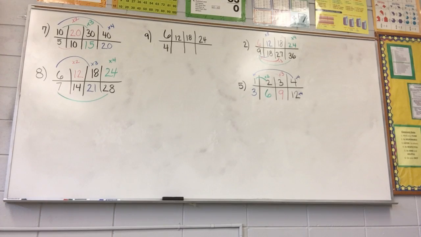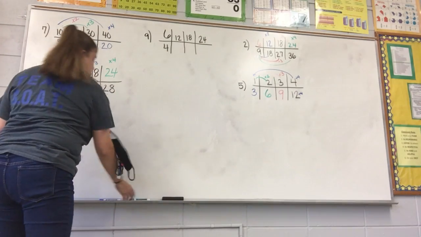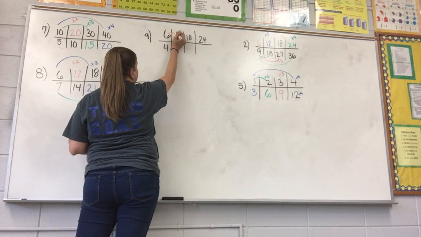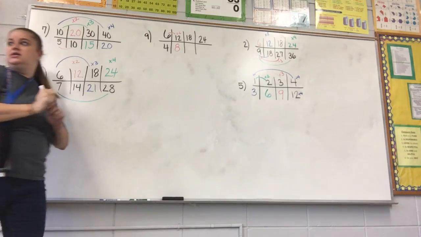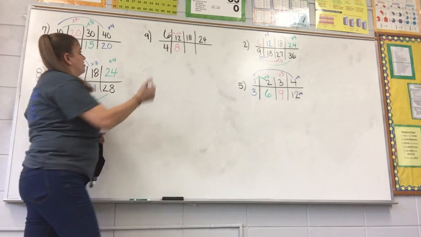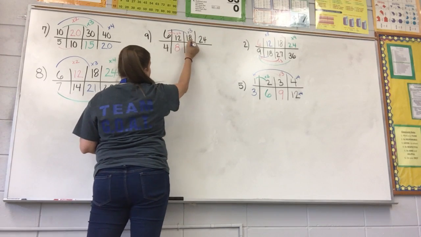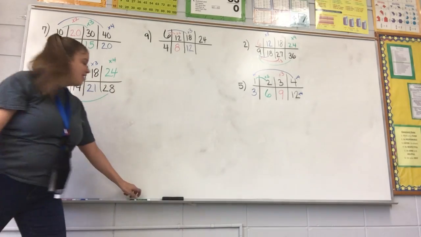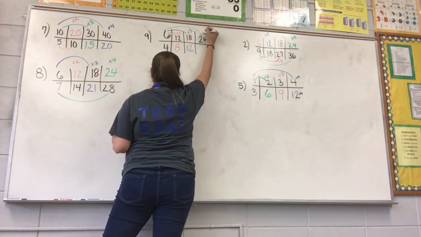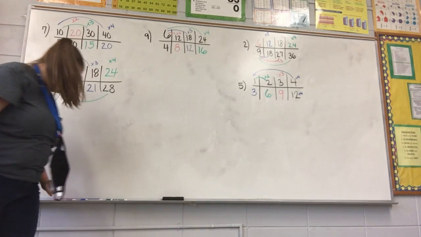Let's look at number 9. My full ratio is 6 to 4, correct? So I'm going to use that to figure out my other ratios. So what did we do to 6 to get 12? Times 2. What's 4 times 2? Raise your hand if you got that. Okay, next one. We went from 6 to 18. What do we do? Times 3. So 4 times 3 is? 12. Raise your hand if you got that. All right, and then we went from 6 to 24 by doing times 4. So it's 4 times 4? 16. Raise your hand if you got all 3 right.